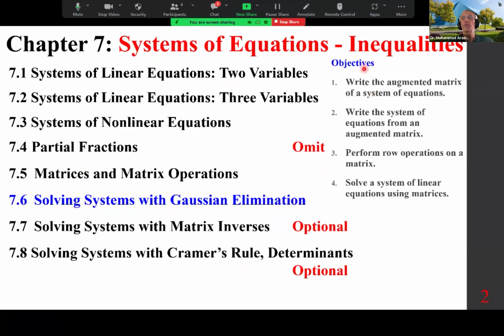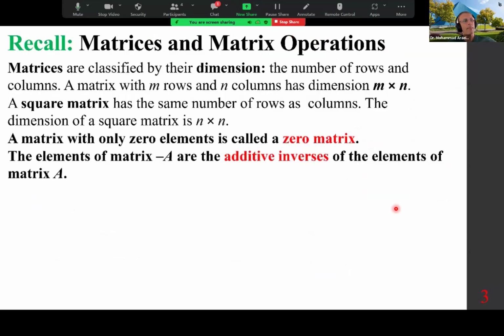Now, the objectives are: write the augmented matrix of a system of equations, write the system of equations from an augmented matrix, perform row operations on a matrix, and solve a system of linear equations using matrices. So what do we remember? Recall matrices and matrix operations.